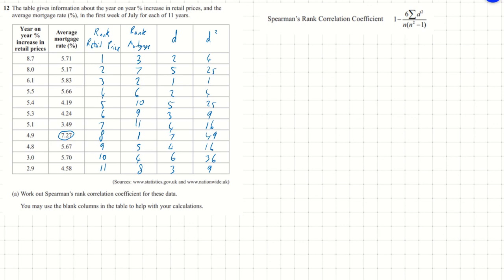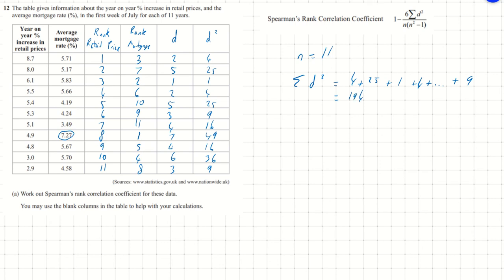The formula is given in the top right: 1 minus 6 times the sum of d squared, divided by n times n squared minus 1. Well, n is the number of data points, so in our example, n is 11. And the sum of d squared is the total of the d squared column. So it's 4 plus 25 plus 1 plus 4, and so on, all the way up to the last one, which is 9. If we add all of those together, I think we get 194.